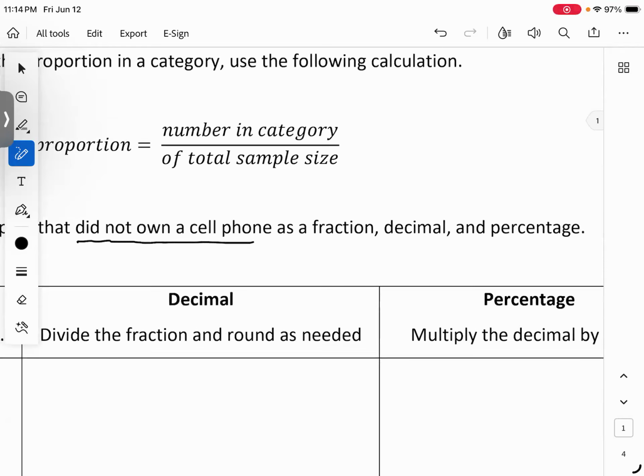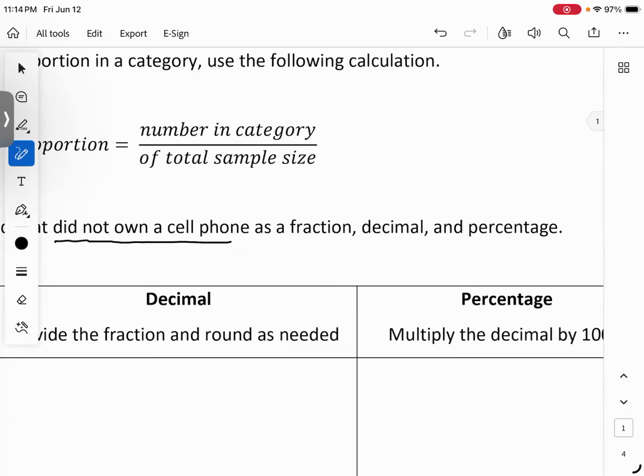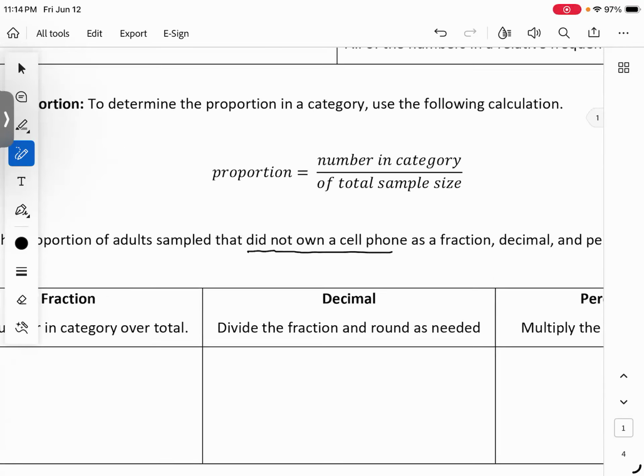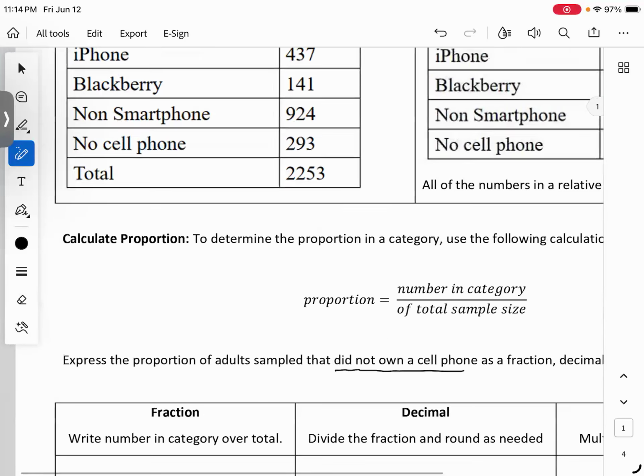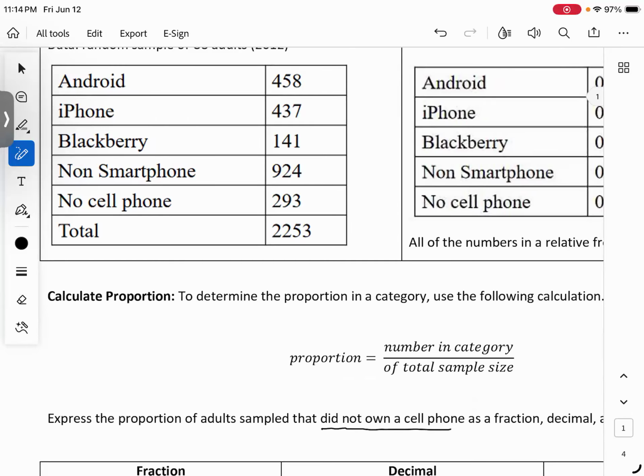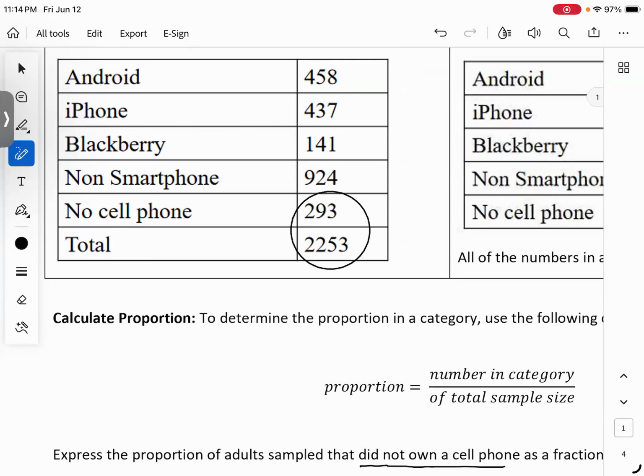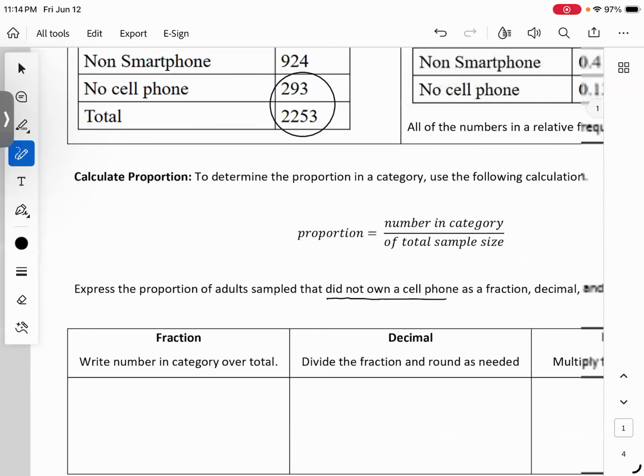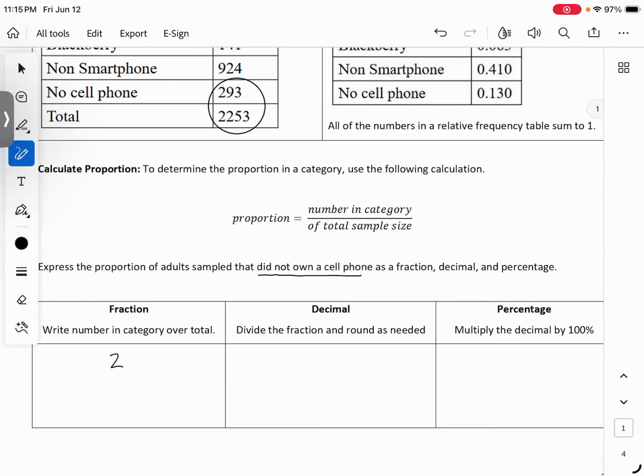Now, keep in mind, there's three different ways that you can write a proportion. There's fraction, there's decimal, and then there's the percent. Looking at the frequency table, if we wanted the proportion that had no cell phone, that would be 293 out of the 2,253. So we can take that and write it right down here: 293 out of 2,253. And there we go. We've got a fraction version.